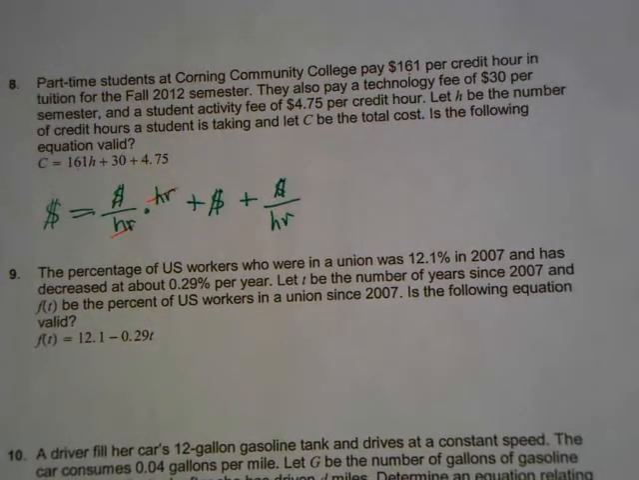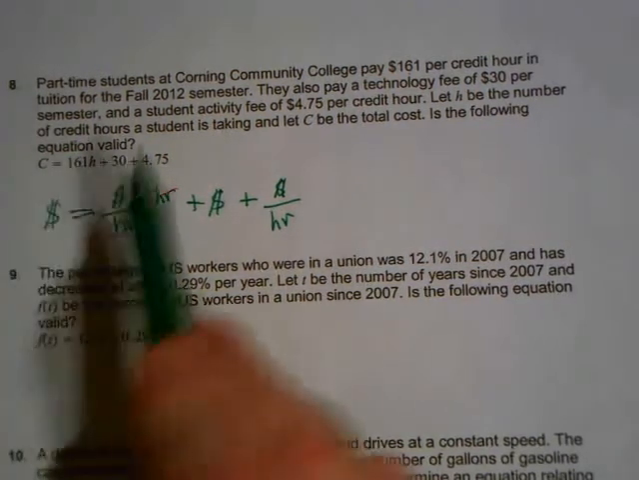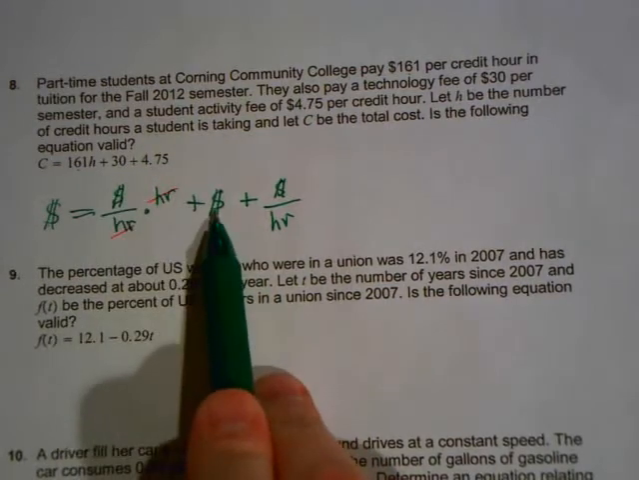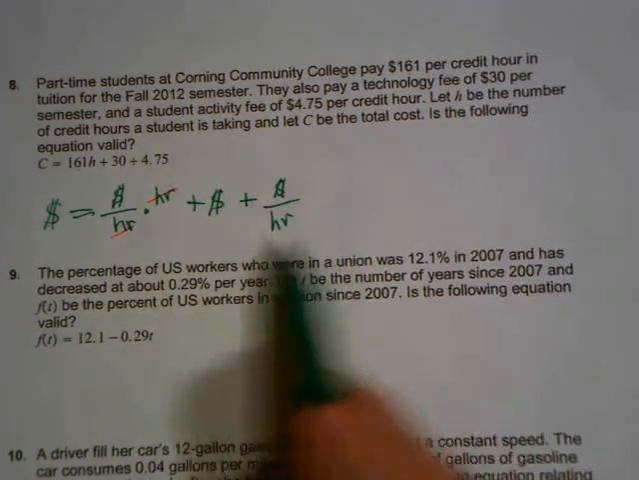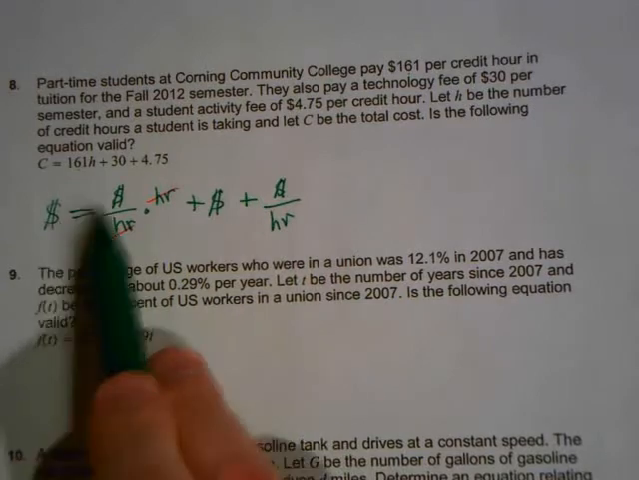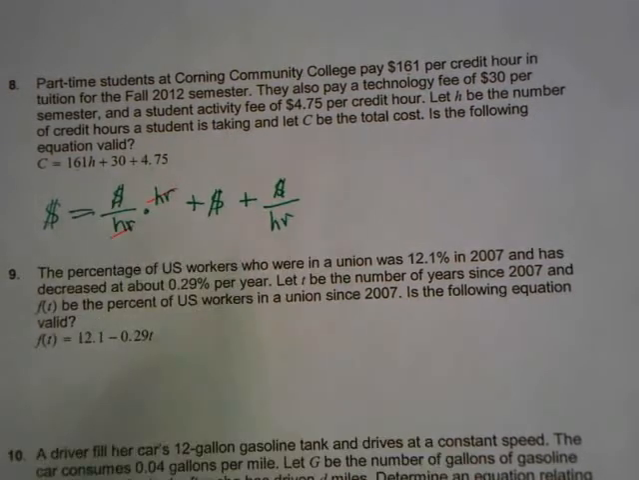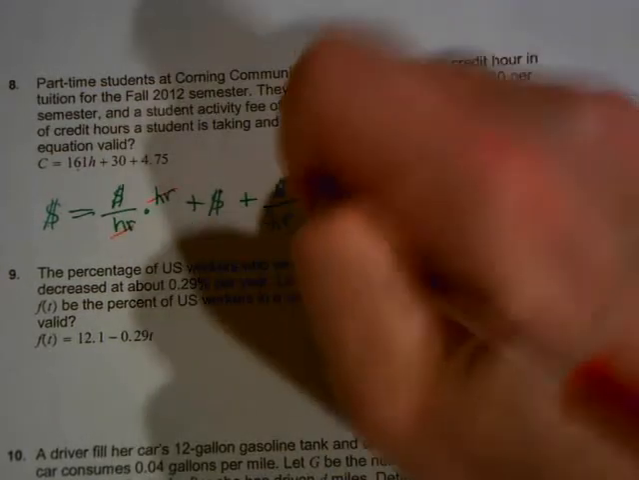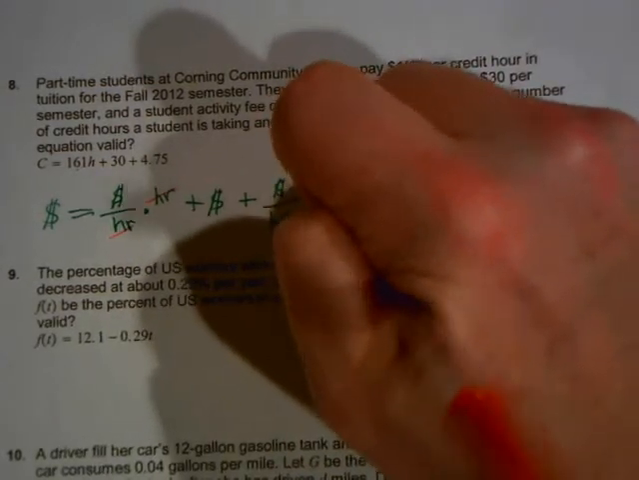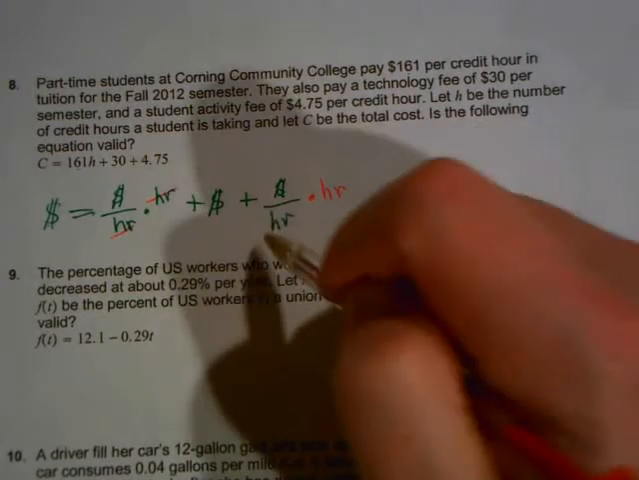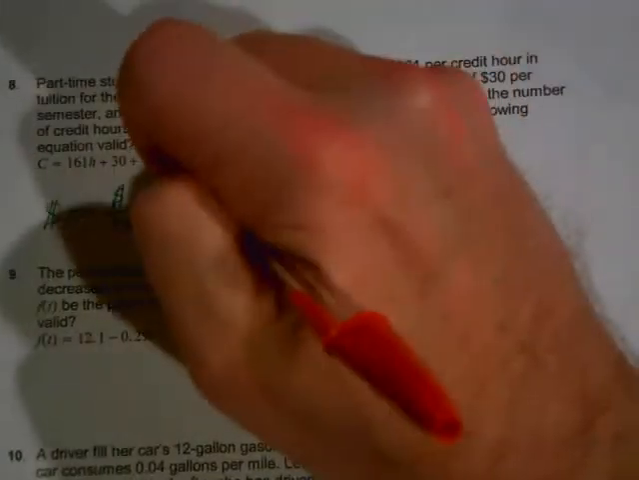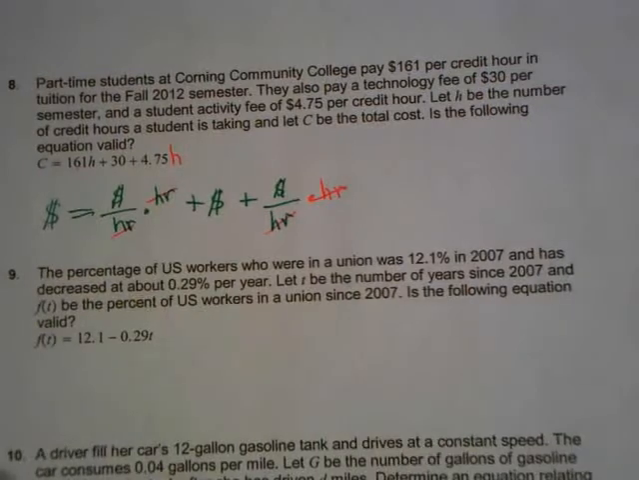And now we see this equation is not valid because we have just money on the left. On the right I have money plus money. Money plus money is money. But then I have money per hour. Money can only equal money. All of these would have to be money. What that tells me is to fix this equation, I would have to multiply by hours right there so that the hours cancel out, which means this 4.75 should have also been multiplied by an H. Okay, I hope that makes sense.